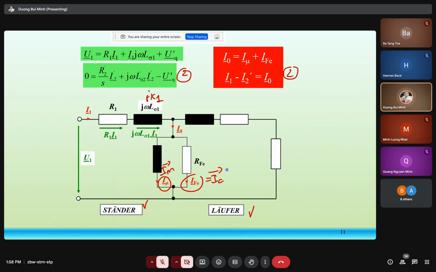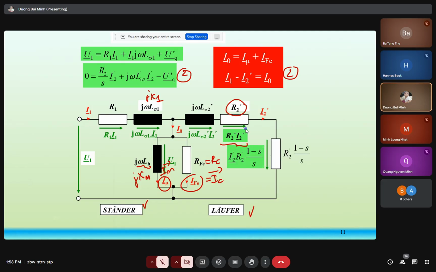So we have omega times LH meaning XL, jXM, and RFC, or sometimes we say R core, IC. This is R2 over comma. So the voltage across R2 over comma is here, R2 over comma times I2 over comma. And then here you get R2 over comma times (1 minus S) over S.